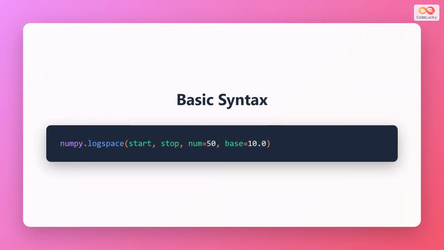The basic syntax for logspace is np.logspace with 4 main parameters. It takes start, stop, num equals 50, and base equals 10.0. The start and stop parameters define the range of exponents. Num specifies how many values to generate with a default of 50, and base sets the logarithm base with a default of 10.